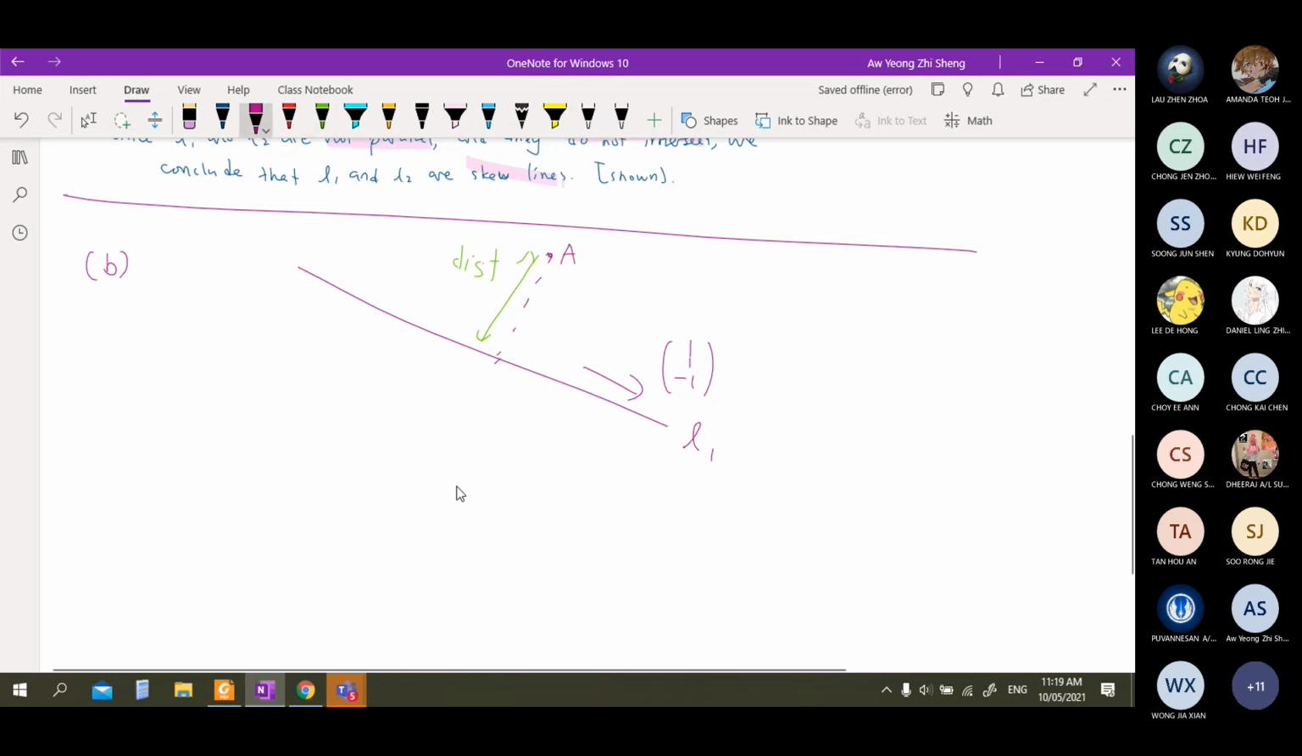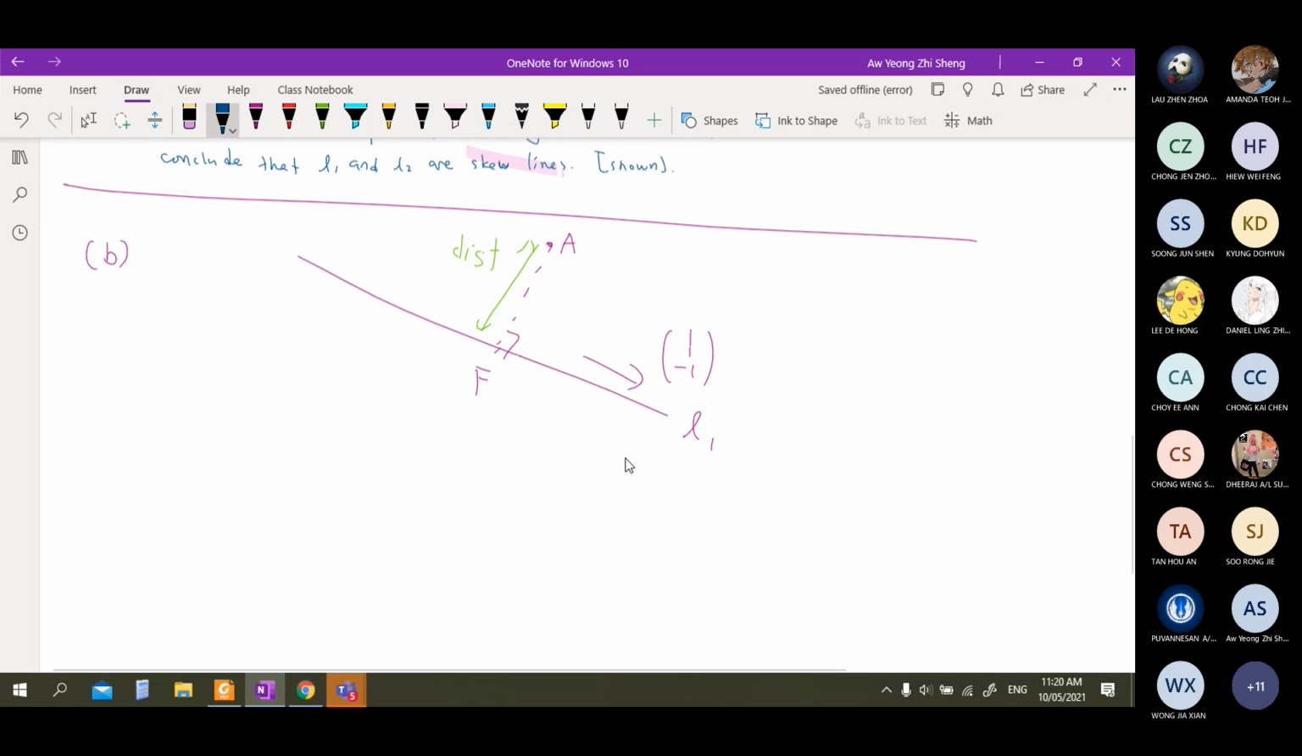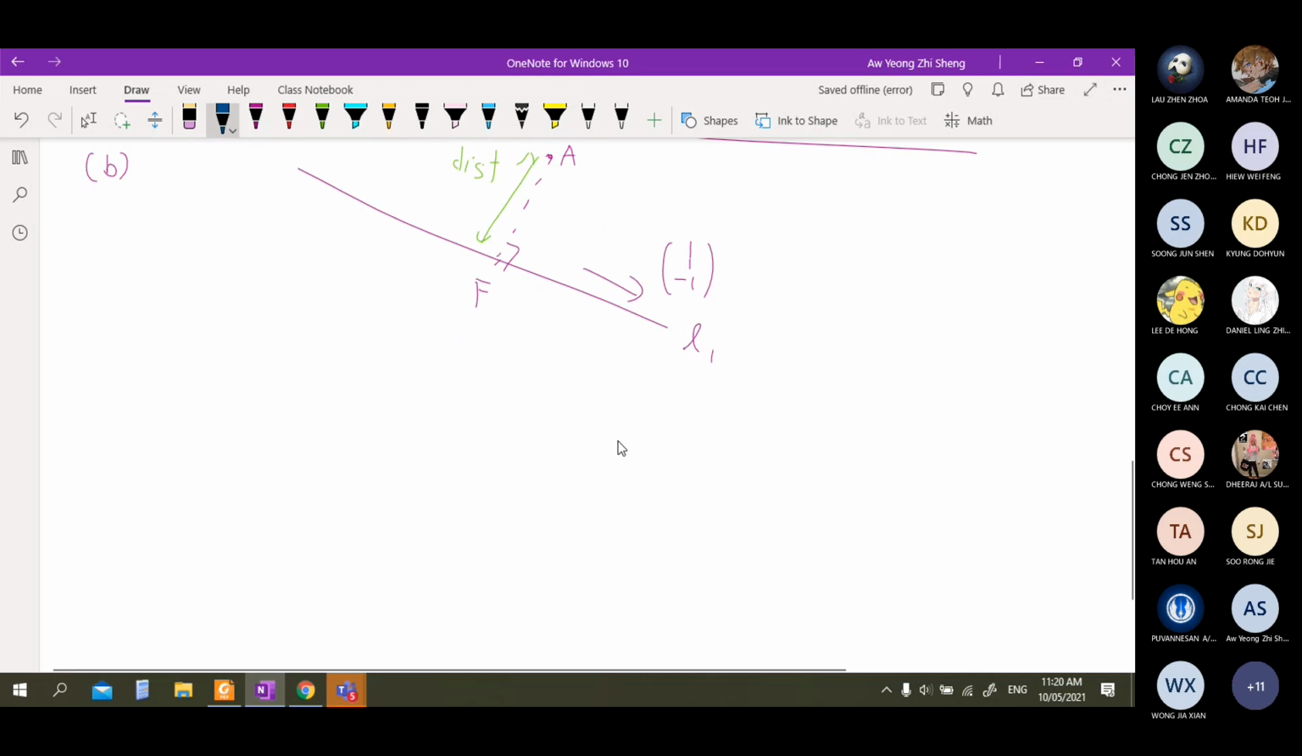To find the shortest distance, we know that we have to first find the foot of perpendicular, and then get the vector AF. The length of the vector AF will be the required distance. So let's implement the procedure to find foot of perpendicular, which we have done before multiple times. First is of course to introduce F as a foot of perpendicular. Let F be the foot of perpendicular from A to L1.